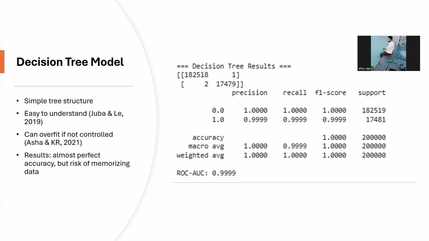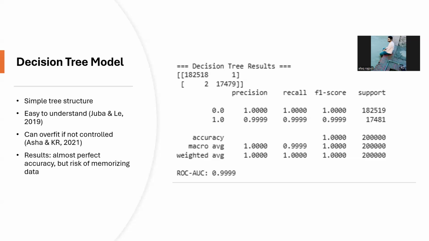Our first model was the decision tree. A decision tree is simple and easy to understand. It splits the data into branches based on feature values. It is fast and gives clear rules, but it can overfit the data if the depth is not controlled. In our case, the decision tree gives almost perfect accuracy on test data.